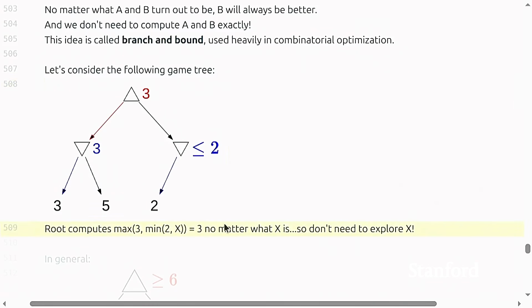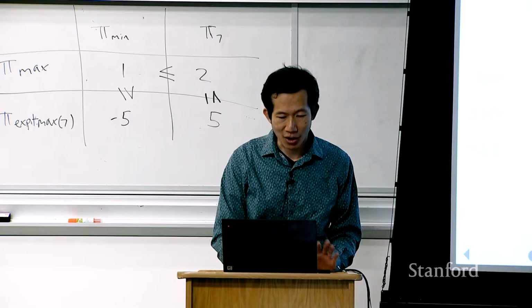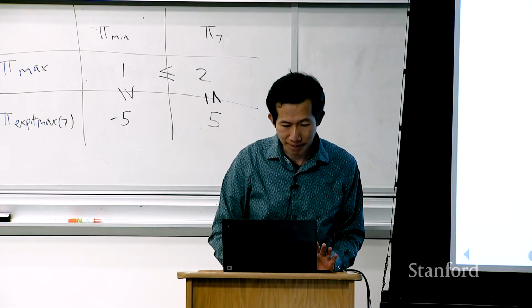And the reason is that the root is the max between 3 and whatever's over here. This is min of 2 and some x, and this is going to be 3 no matter what x is. This can be 1,000,000, this is still 2, and this is going to be 3. This could be minus 1,000,000, and then this is minus 1,000,000, and this is still 3. Okay, so in this particular situation, I've given you one example where hopefully you can convince yourself you don't need to look over here, no matter what this value is. Okay, so let me try to generalize that principle a bit more.